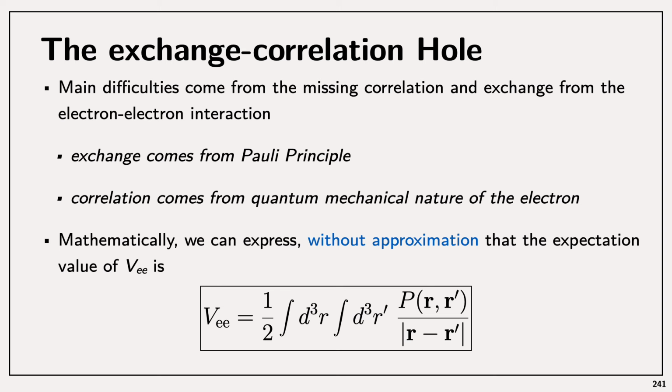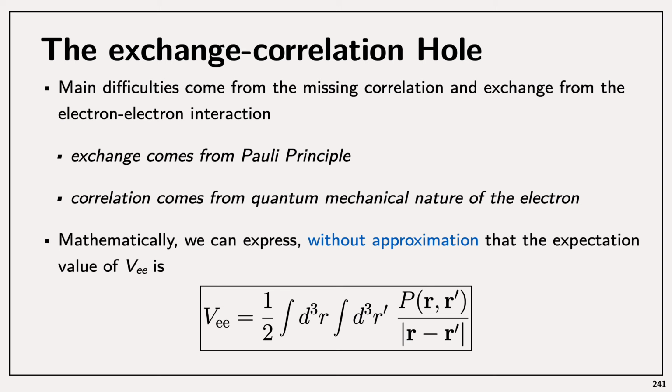This is not an approximation. I like to insist on this. This equation here, if I knew P, which of course I don't, but if I knew P, the exact pair distribution including correlation, this equation would be exact. Now, in Hartree-Fock, we approximate P by the product of the densities n(r) and n(r').